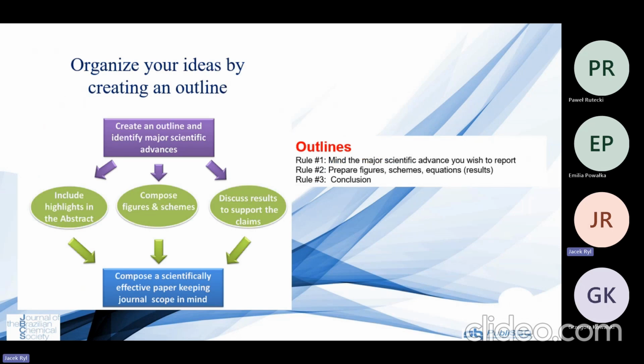Well, so when we are planning to construct the manuscript, to write the manuscript, the preliminary idea is to organize the ideas regarding the manuscript by creating an outline. So we may create an outline and identify some major scientific advances of our research, and then we can start to think about the highlights, the figures, schemes, to discuss the results, to then effectively compose the manuscript. So these are the first organization that we have to think or to put in a draft, just to keep in mind how to organize our ideas before we start to write effectively the manuscript.